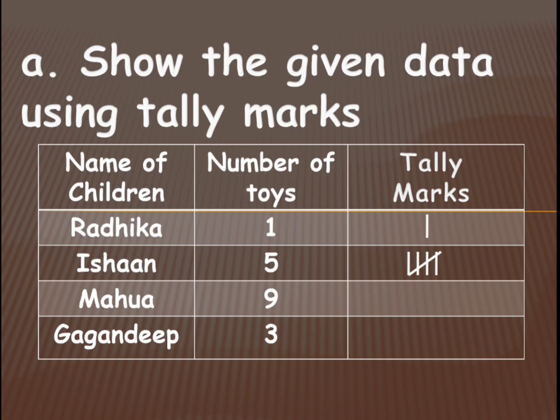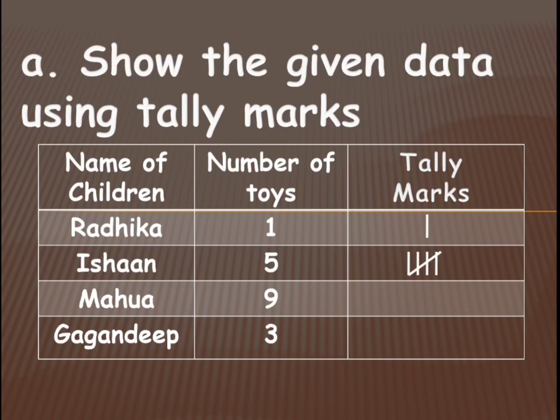Because, for example, next Moa has 9 toys. If you draw all 9 lines continuously, again you need to count all the lines, and you'll get confused, isn't it, children? To avoid that, if there are 5, then we draw 4 lines and we strike it out with the fifth line, which means there are 5.